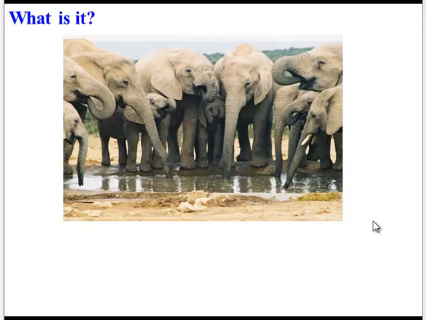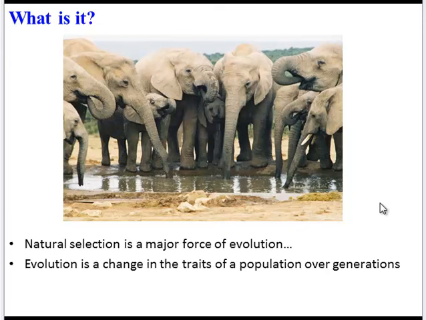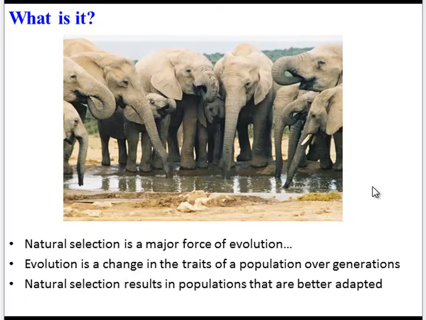So what is natural selection? Well, it's simply a major force of evolution. It's one way in which evolution can occur. And just as a reminder, evolution is a change in the traits of a population over generations. So this population of elephants has evolved over many, many generations, and possibly that evolution occurred due to natural selection.